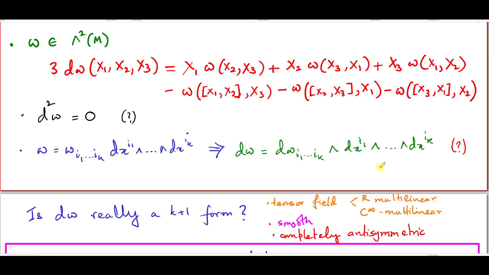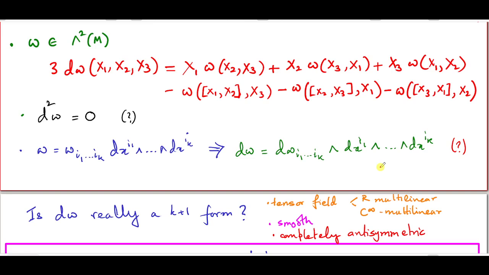Also, if we were to replace any one of the arguments by a smooth function times a vector field, that smooth function should be factorizable. You should be able to pull it out of the entire expression. Being a 0 k plus 1 tensor field is not enough. It also has to be smooth.